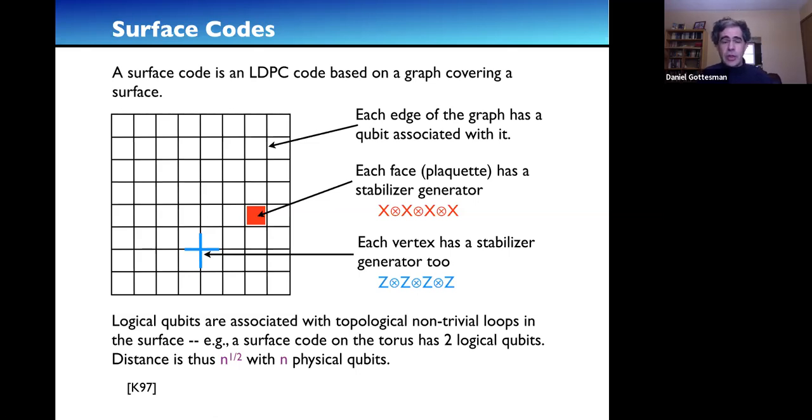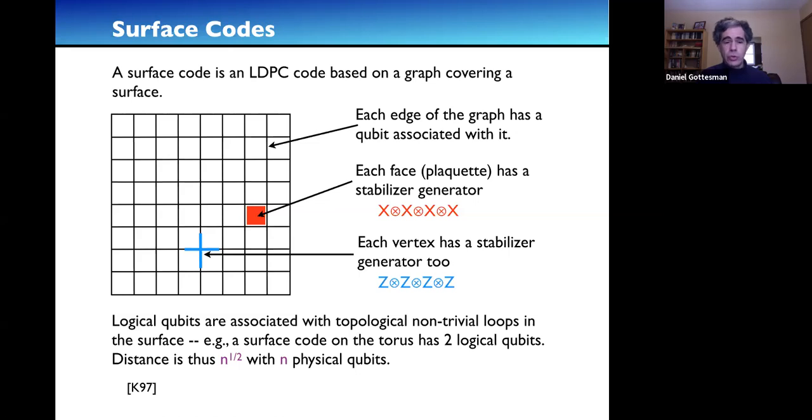And so it turns out that in this code, the logical qubits, which is also the smallest error that can change a code word to a different code word, correspond to topologically non-trivial paths. So for instance, if this surface is actually the surface of a torus, so we're connecting the opposite sides of the square, then the logical qubits are associated with loops that go around the torus in a non-contractible way. And so there's 2 different loops. There's many loops, but most of them are topologically equivalent. So there's 2 inequivalent ones, or a third one that's doing both of them. So this code on a torus has 2 logical qubits.